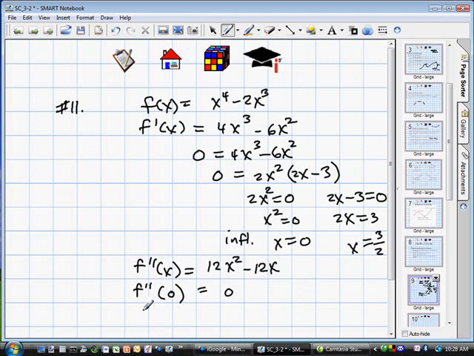How about this one? What's f double prime at 3/2? Well, let's see, it's going to take a little while. What's 3/2 squared? 9/4. And what's 9/4 times 12? 27. And then what's 3/2 times 12? 18. 27 minus 18 is certainly positive. Therefore, this is concave up, and this must be a relative min.